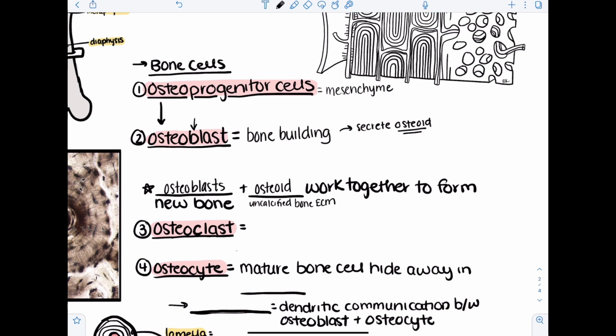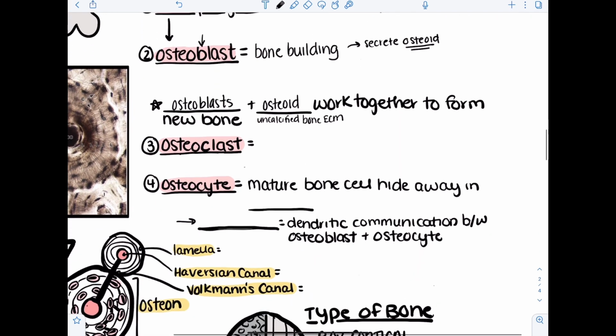ECM stands for extracellular matrix. Now, we also have osteoclasts. Osteoclasts are bone-breaking cells. This is what breaks down bone, because we need to be able to build bone, but we also need to break it down. Why? Because bone is where a majority of our calcium lies, and sometimes we need the calcium to flow through our system. And we also need bone to be able to kind of manage.